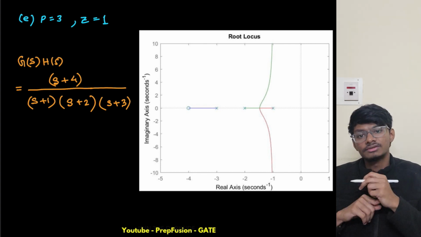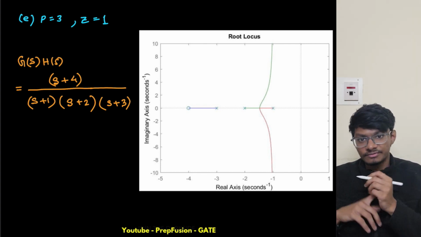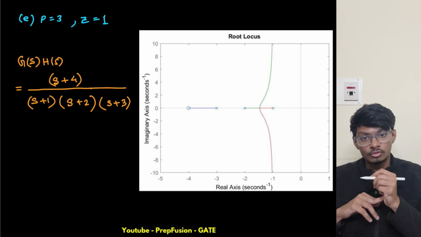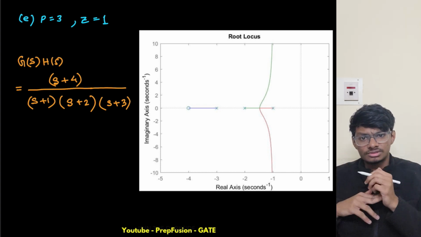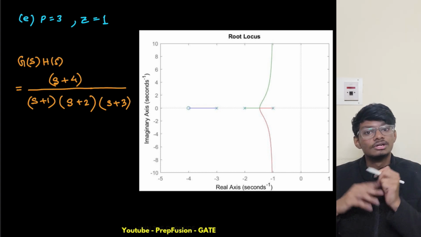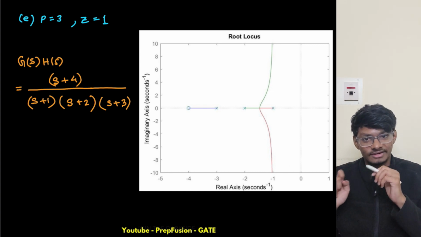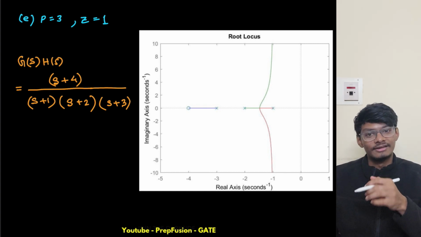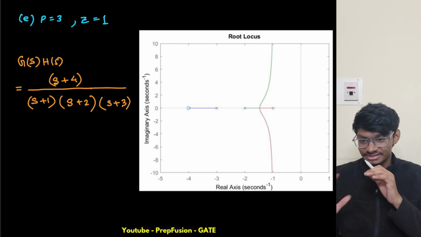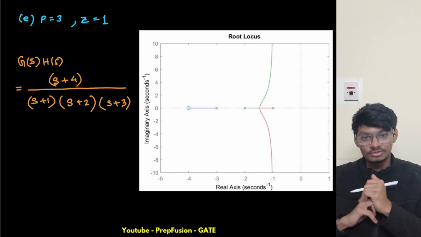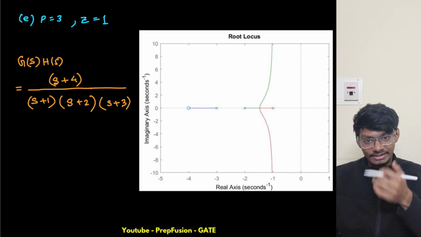So you might ask, sir, if this is giving me a faster response and also making the system more stable, we will always add zeros, sir. Why will you add poles? Adding poles obviously has its advantages, right? If you get some, you lose some. So there is always that case, and you have to have a proper balance. We'll see why we want to add poles now.